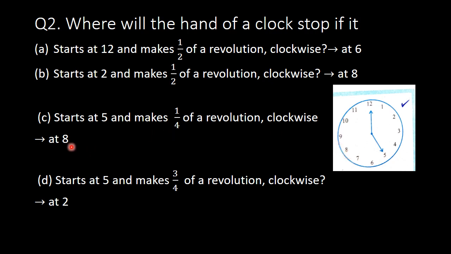Okay, children? Now it starts at 5 and makes 3/4 of a revolution clockwise. So it is at 5 and in clockwise direction it is moving 3/4 of a revolution. So how many numbers does it cross? In 3/4 revolution, 3 right angles, it is moving, or 9 numbers it crosses: 1, 2, 3, 4, 5, 6, 7, 8, 9. So after crossing 9 numbers it reaches 2.